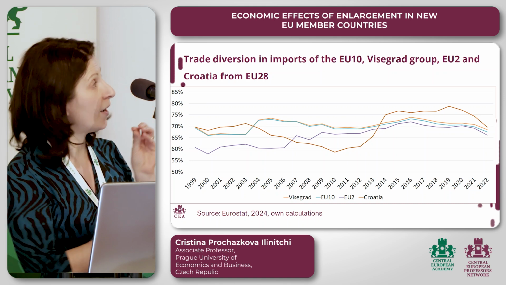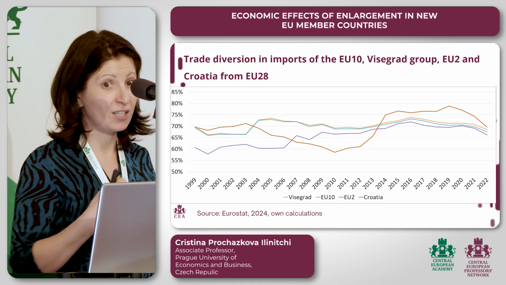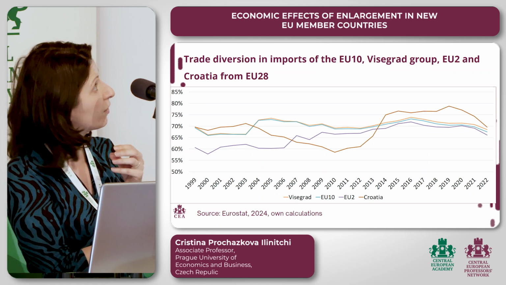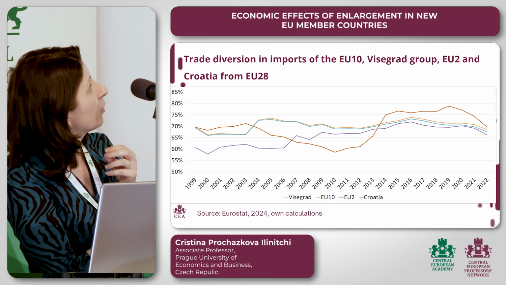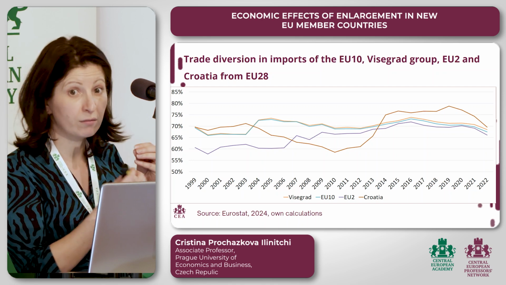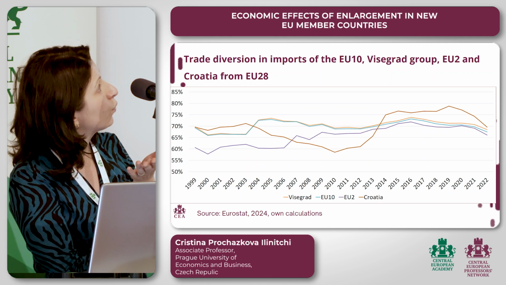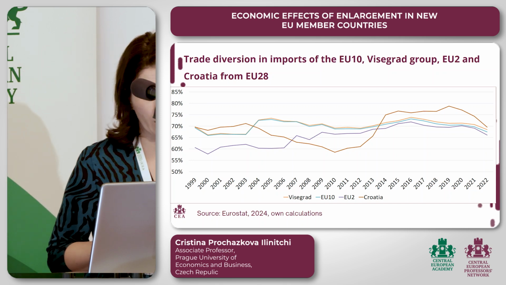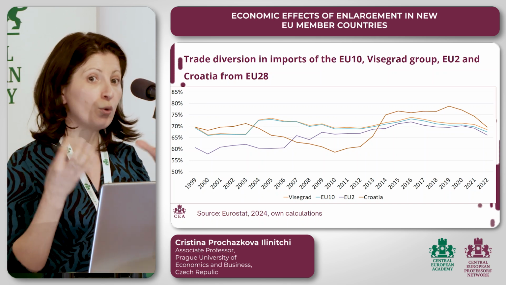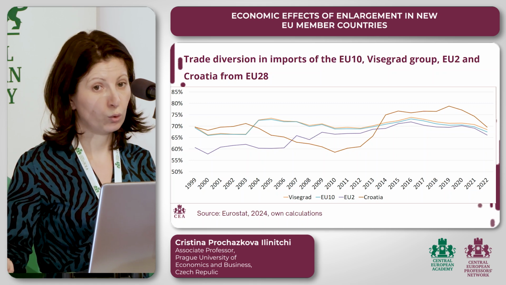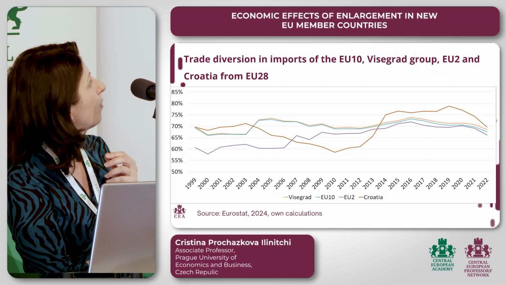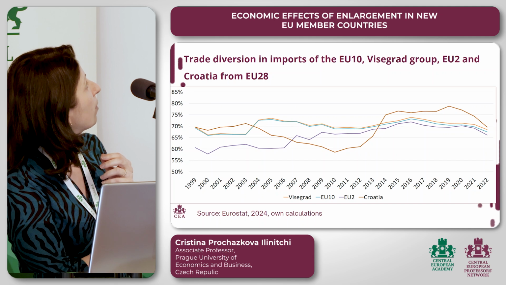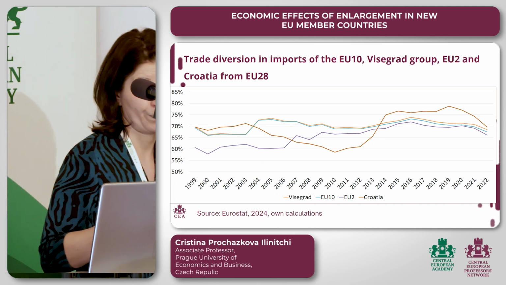Okay, so on this graph, I have the ratio of imports from the EU 28. The orange ones are the imports to the Visegrad countries. You see that it's actually copying the ratio for the EU 10, so they are very similar in this sense. And then we have the EU 2, Romania, Bulgaria, and we have Croatia, which seems to be the most volatile country. And the y-axis is measuring which ratio of the total imports comes from the EU 28. If we look, for example, at the Visegrad countries in 2022, approximately 68% of imports come from the EU.